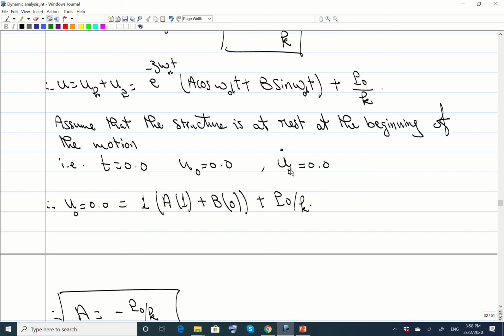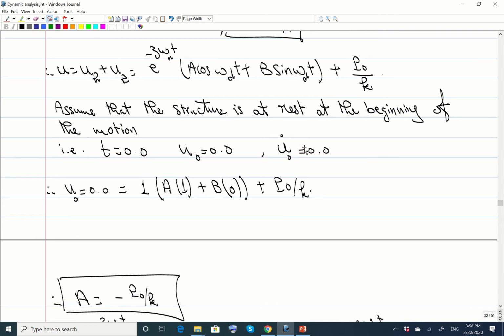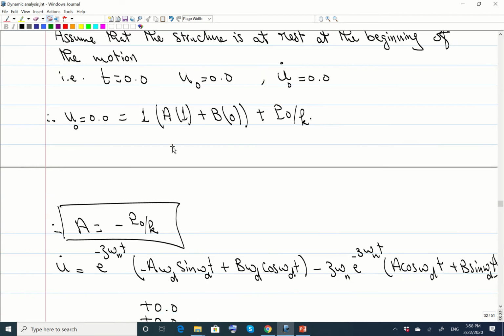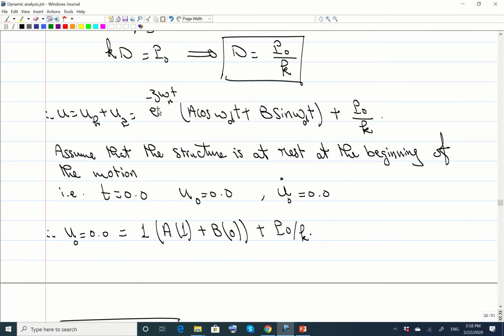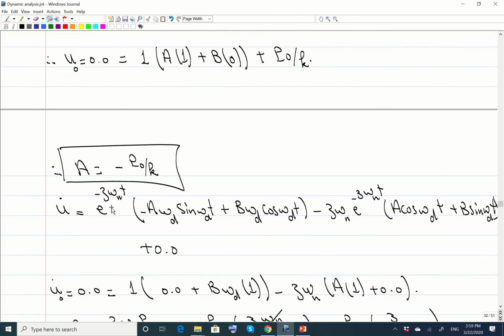The velocity at the beginning of the motion is 0. Okay. So from this, we need to find the derivative to find the velocity. So the derivative you have to find is going to be e power negative zeta omega nt multiplied by the derivative of this bracket, plus this bracket multiplied by the derivative of e power negative zeta omega nt. So this is the first bracket, and then the derivative of the bracket, and then this is the derivative of e power negative zeta omega nt.